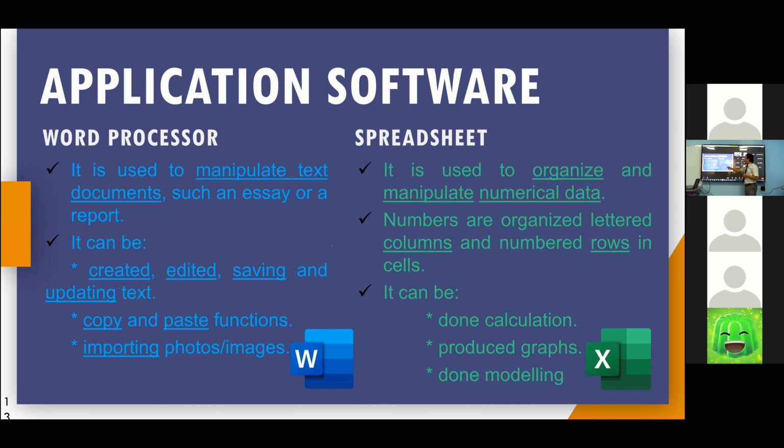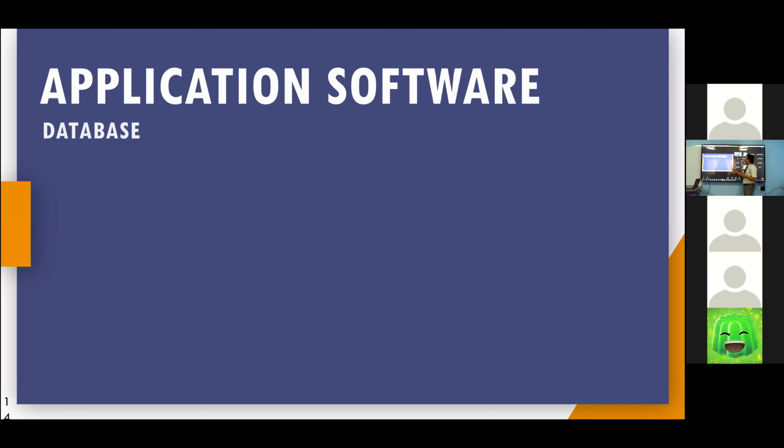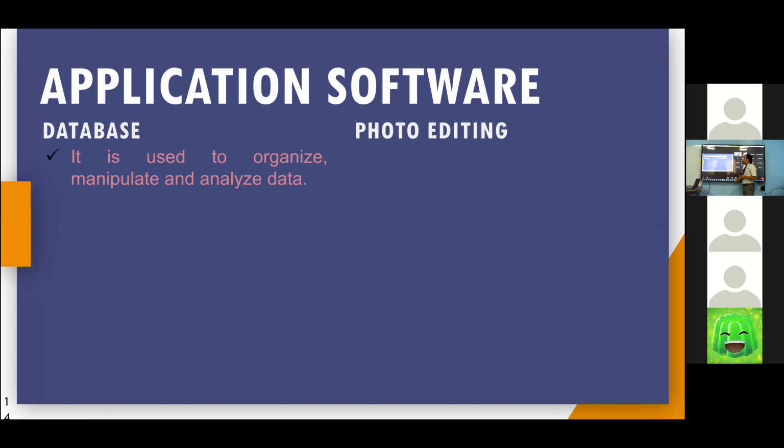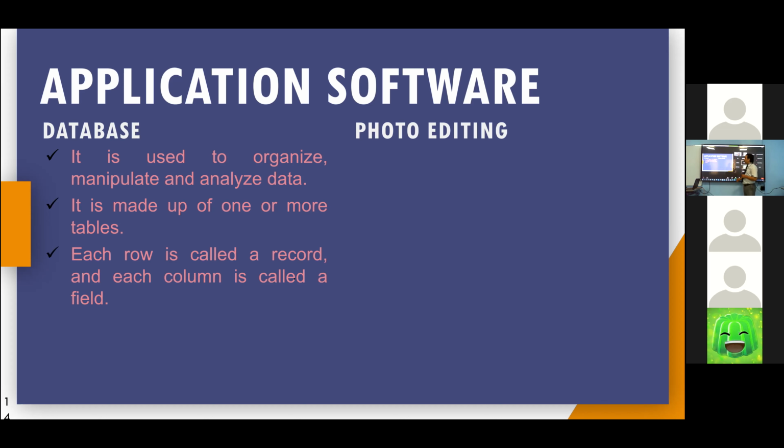Okay, let's continue. This is our item 2, and the other application software I want to mention here, database and photo editing. These are famous things. If you know, you can make your database on MS Word and MS Excel, but there is some special software in our systems. If you install it, we are using it to organize, manipulate, and analyze data. It's made up of one or more tables. Not like in Excel, for example, in one spreadsheet, just one table, maybe if you want, you can make more than two tables. But we are using the special database software to do the database.